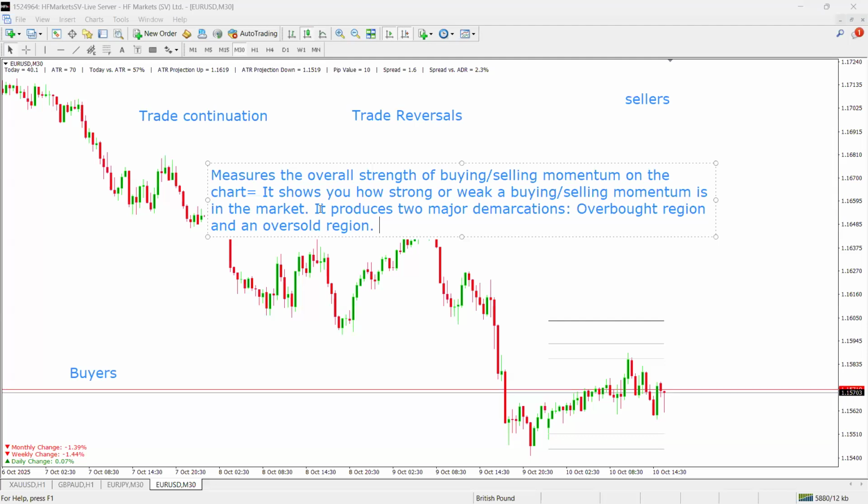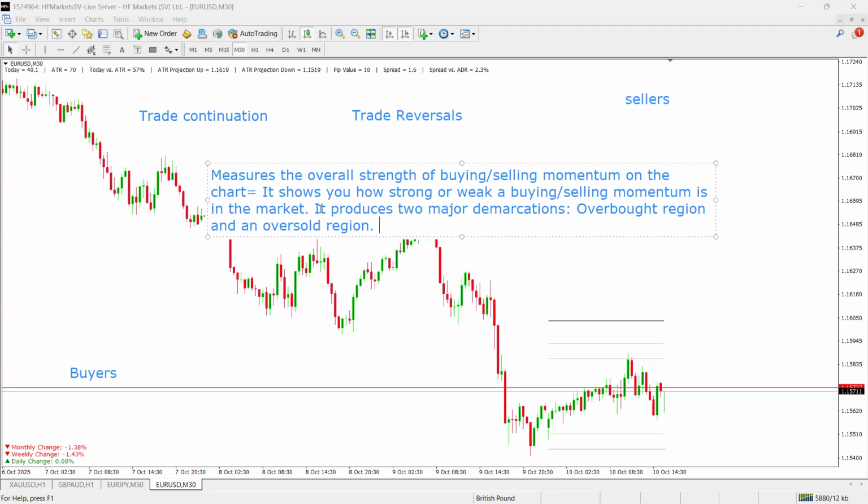I know, I know. It looks like, oh, are they talking about RSI? But it's deeper than that. But yes, it produces two major demarcations, an overbought region and an oversold region. An overbought region, from the way it sounds, is when the market has bought for so long, and the oscillator is saying, listen, this buying has been going on for too long. It has now gotten to a point where there's a possibility that we might see a change in market direction.